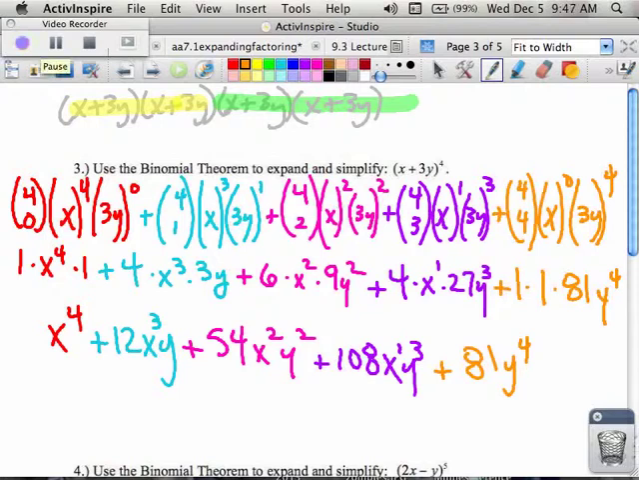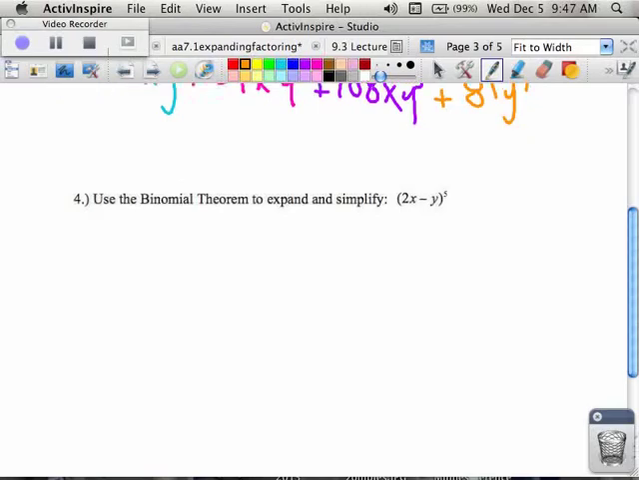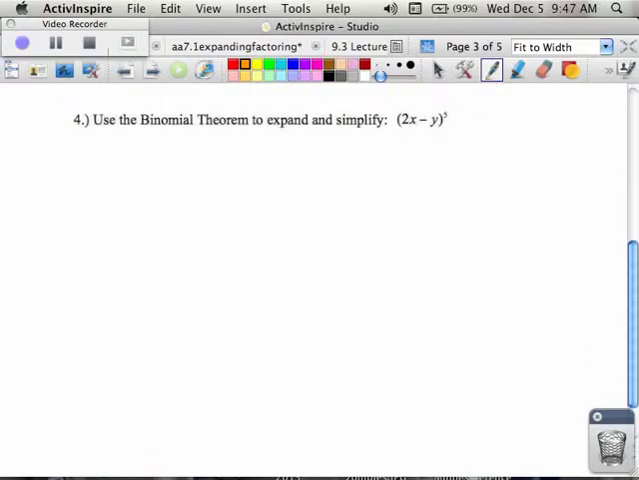So we're going to try one more example. We're going to do number 4, and then we'll take a walk, and then we'll skip number 5 because it's the same as number 3, really.